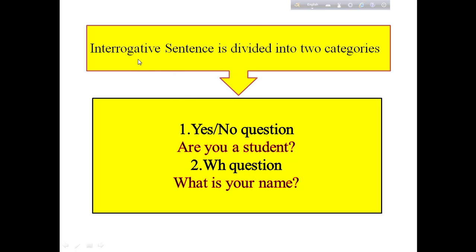Dear students, interrogative sentence is divided into two categories. Number 1, yes or no question. For example, are you a student? Number 2, WH question. For example, what is your name?